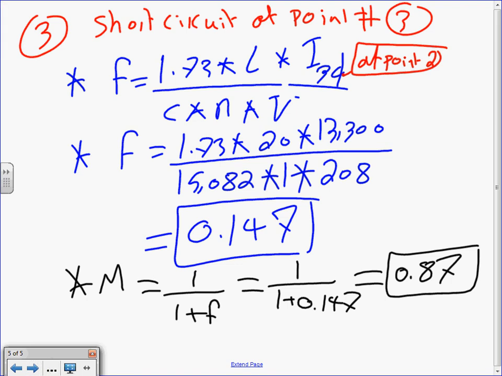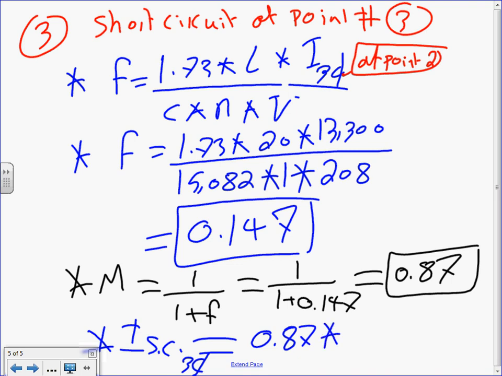The last step here is to find I short circuit 3-phase at what point? At 0.3. So you'll take the 0.87 and multiply it by I short circuit at 0.3, which is 13.3 K. Everybody knows where this short circuit came from? The one above it.